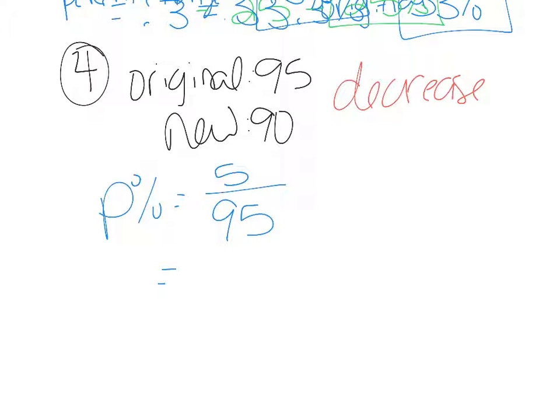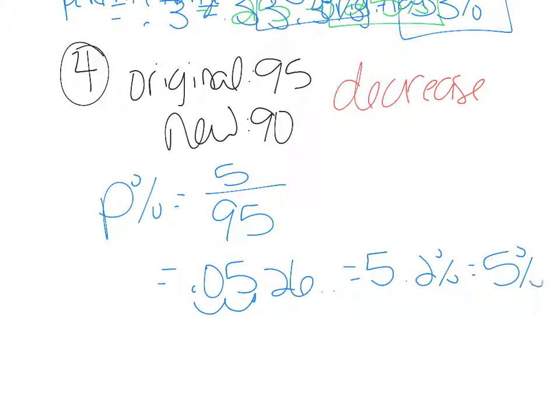So if we take 5 divided by 95, it's going to end up being 0.0526, whatever. Okay, so now I need to change that to a percent, so move the decimal 2 places to the right. So we end up getting 5.2%, but once again, round to the nearest percent, so we'll just chop off that 2 there.